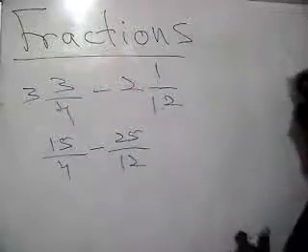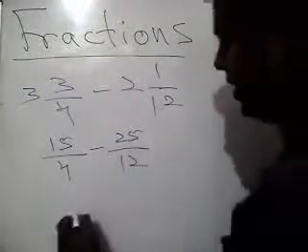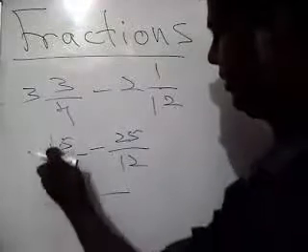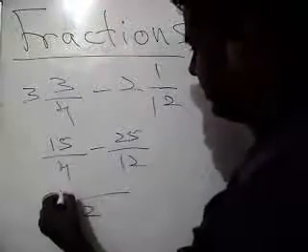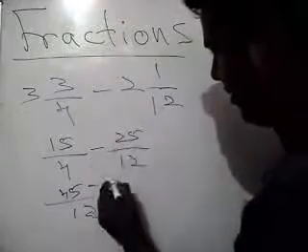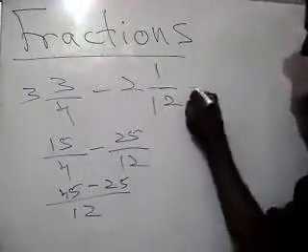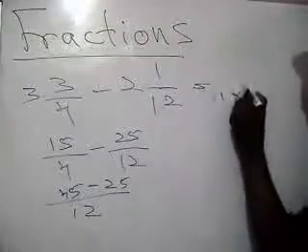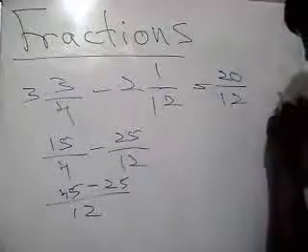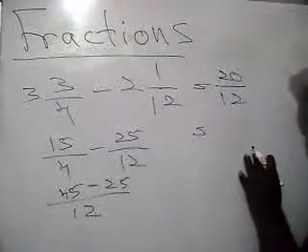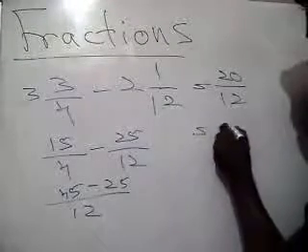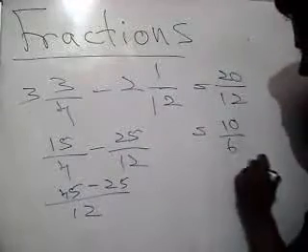Now let's get the common denominator. We know the common denominator is 12. So we have 4 times 3 is 12, 15 times 3 is 45, minus 12 times 1 is 12, 25 times 1 is 25. Then we have the common denominator 12, 45 minus 25 is 20. So can we simplify this further? Yes. We can divide both of these by 2. So we have 10 and 6.